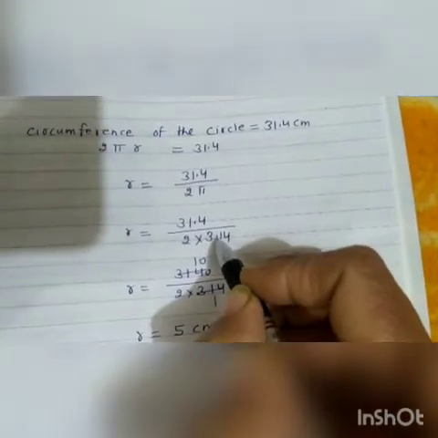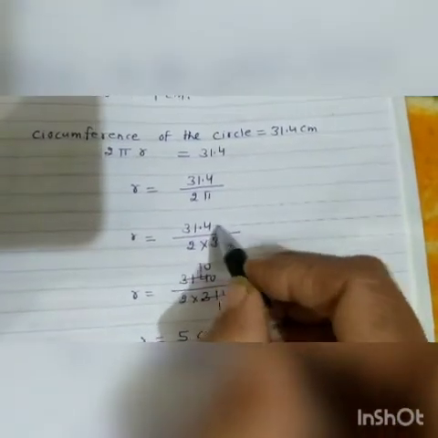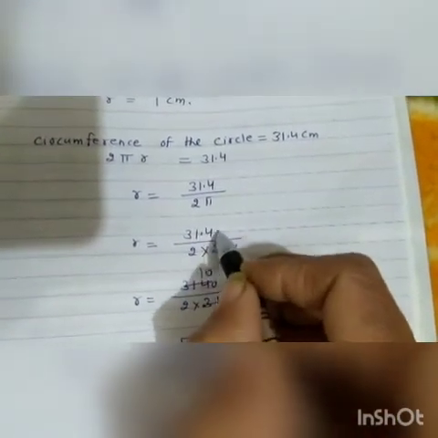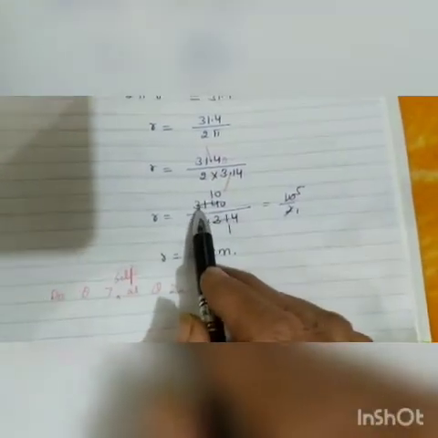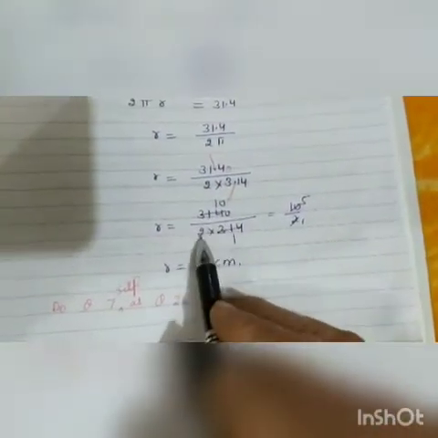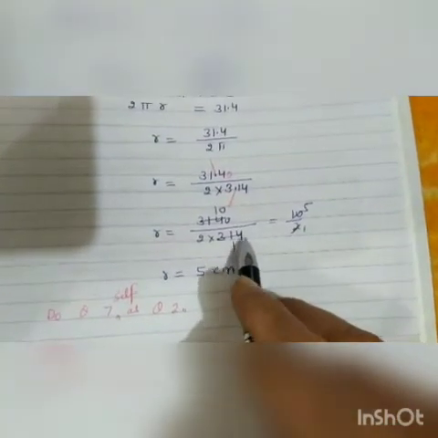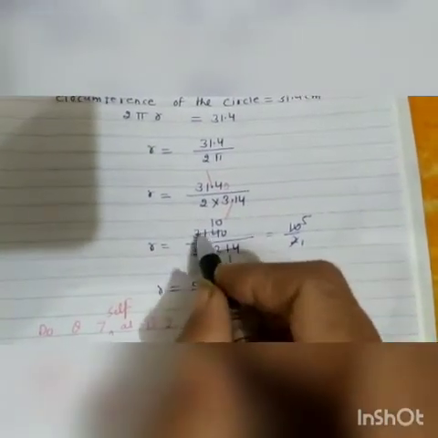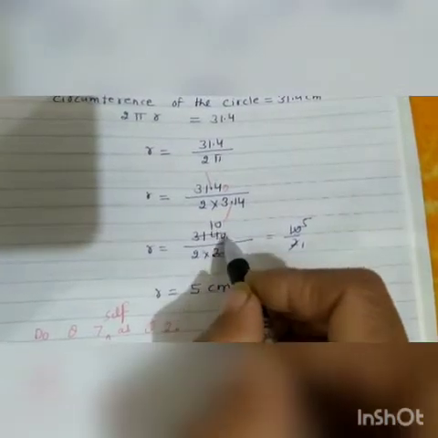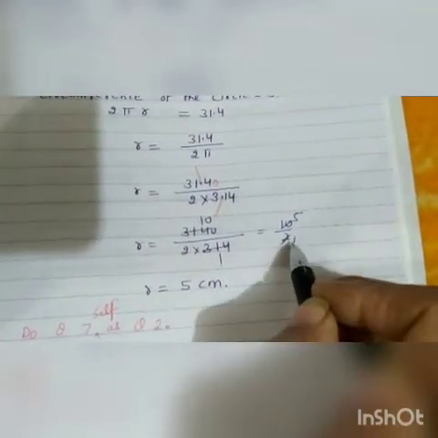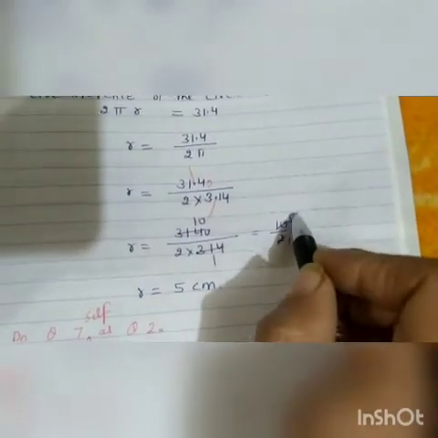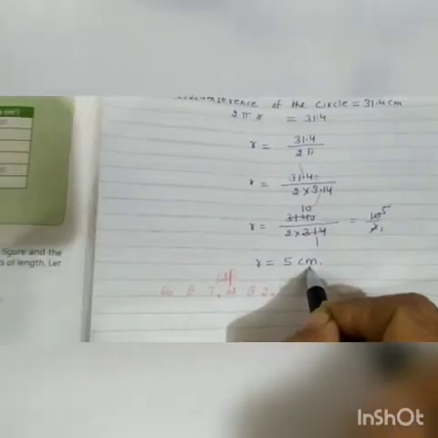See again here after decimal 2 digits, here only 1 digit. Add 0 here and cancel this decimal. So 3140 upon 2 into 314. 314 1 is 314. 0. Now this 10 upon this 2. 2 5 is 10. So r is equal to 5 centimeter.